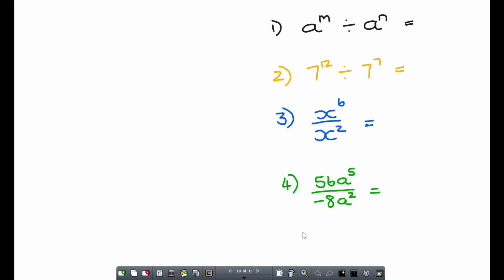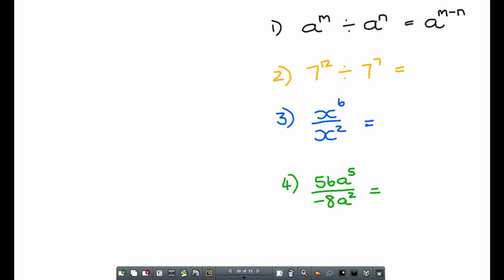Okay, so let's look at the examples. Number 1, a to the power of m divided by a to the power of n. Can you see that the base is the same for both of those? Both have a base of a. We are dividing, so that means we can subtract exponents. So your answer will be, remember the base stays the same, so still a, but now at my exponent I'm going to have m minus n. Does that make sense?